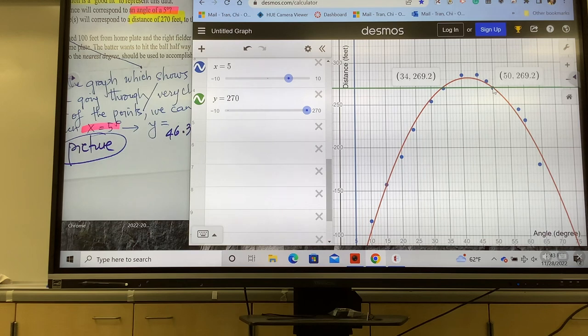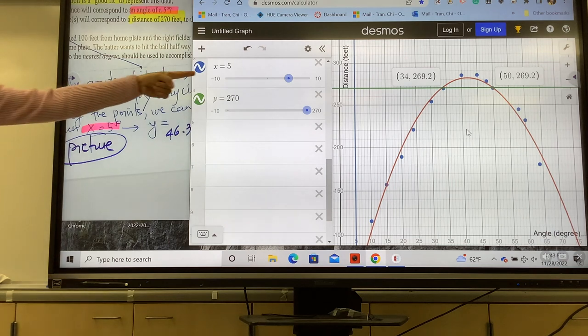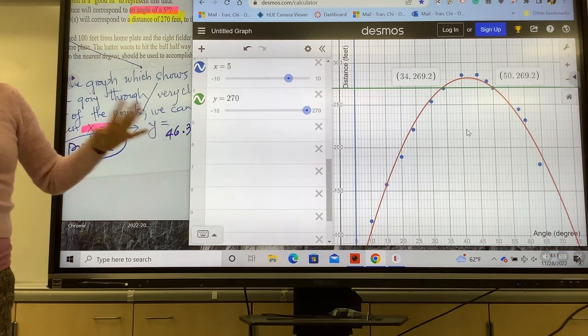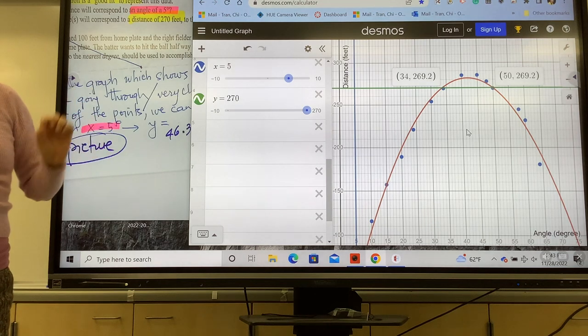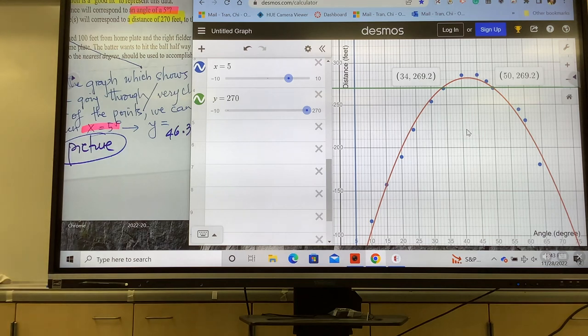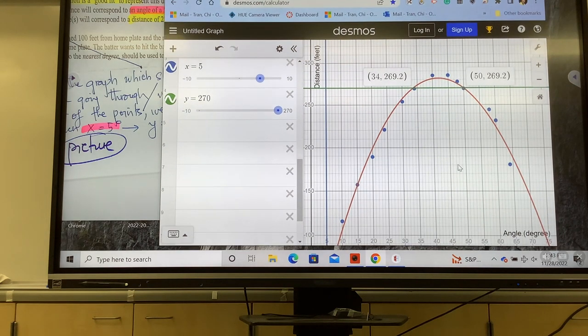But sometimes it's hard to click exactly on 270. I accept this in this situation. Did you see they have 269.2? It's okay, because it's hard to click exactly 270. But it has to be close. So right here, again, take another picture, show these two points.